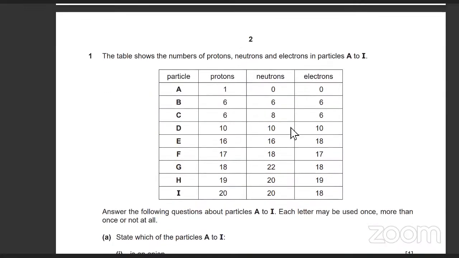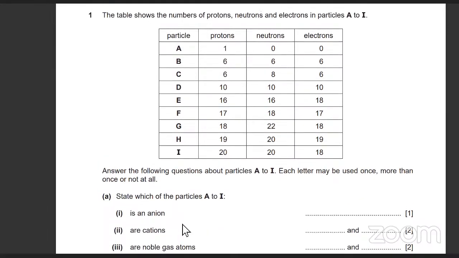The atomic structures of elements are given, ठीक है. So which one is an anion, negative ion, इनमें से कौन सा है? Which one is a negative ion? Quickly, which one happens to be a negative ion? E. ठीक है, E is your negative ion, because it's got more electrons than protons, right?